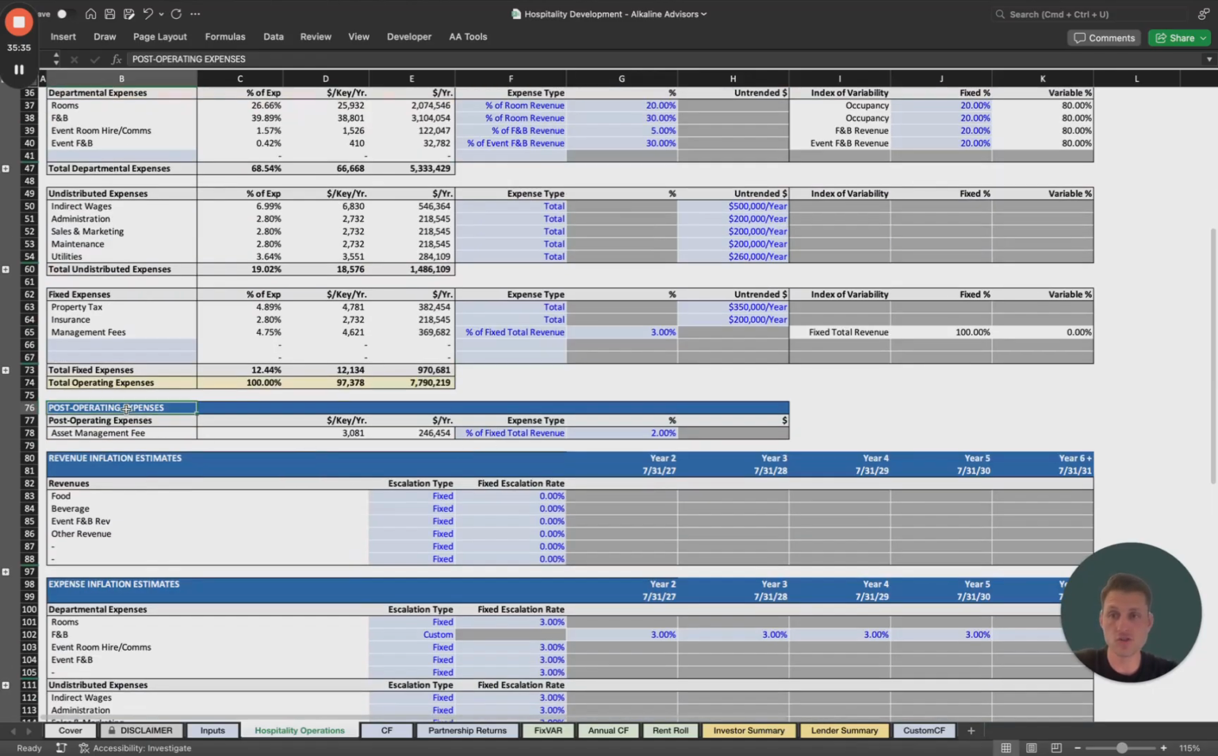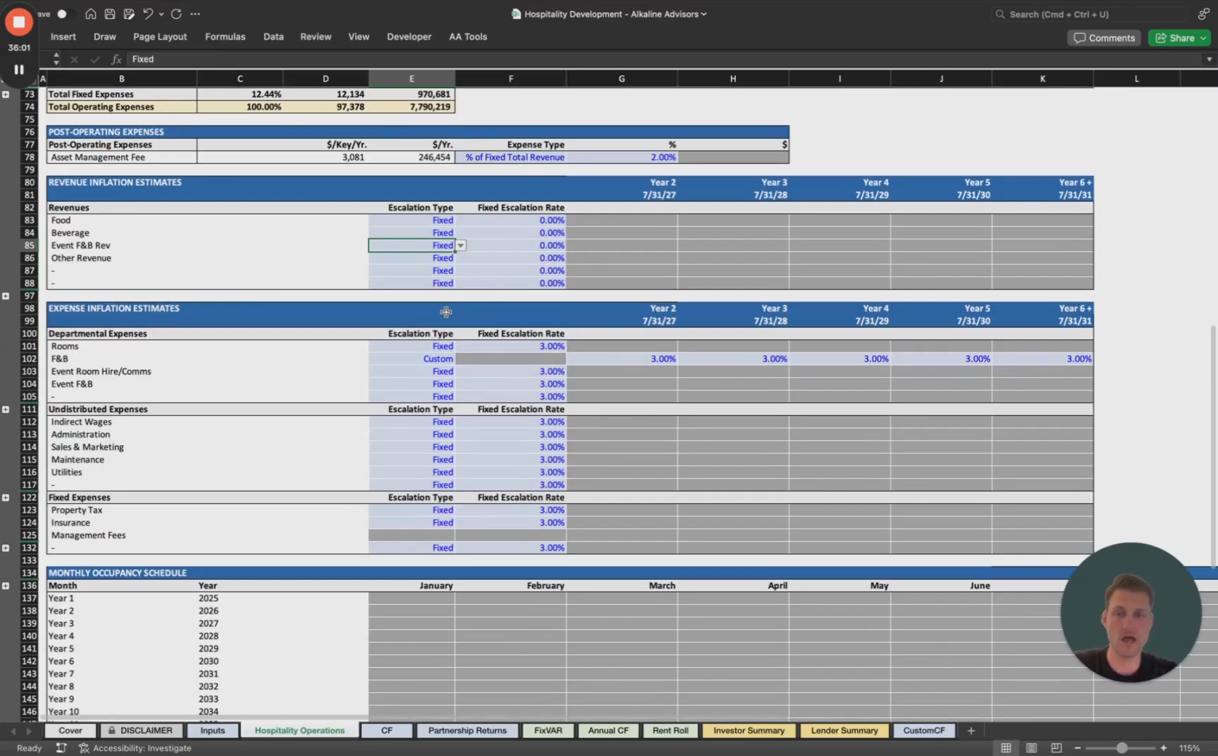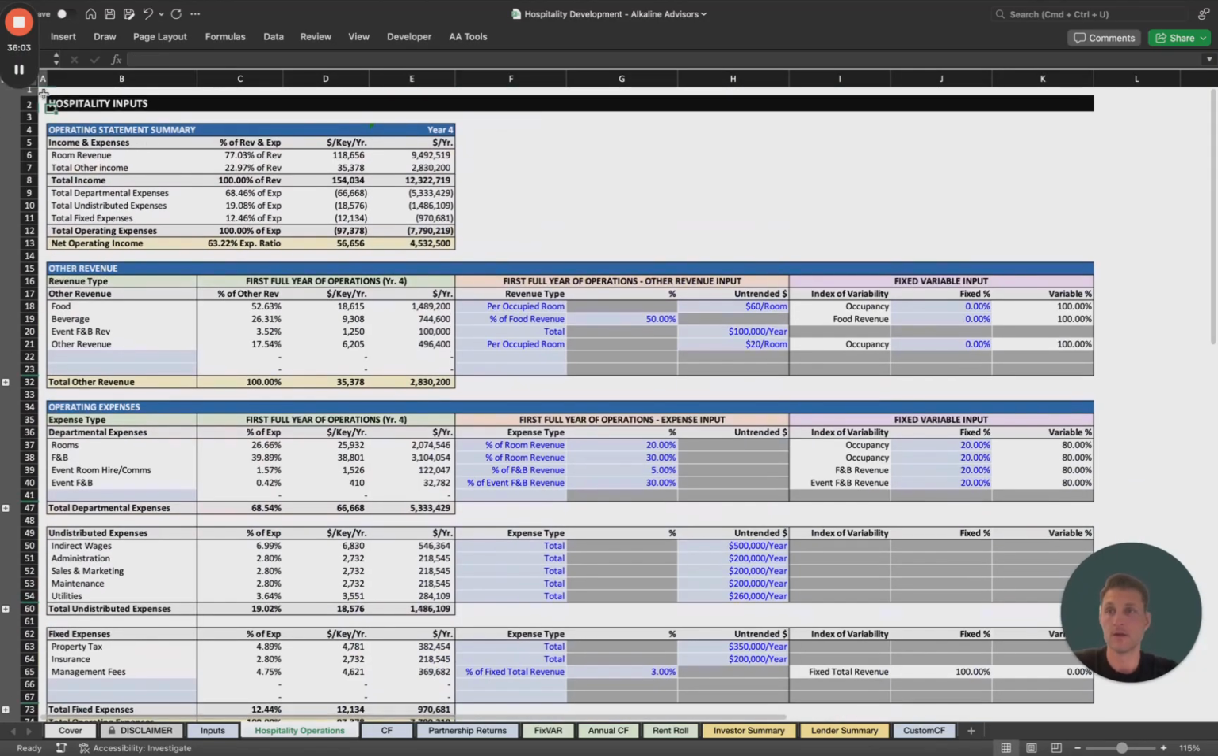Underneath, we have the post-operating expenses. Here you can determine if there is an asset management fee. Is it tied to a total figure? Is it a percent of room revenue or is it a percent of total revenue? And then as I mentioned before, down here, we can choose how we are growing each individual line item. So that is the hospitality operations tab.